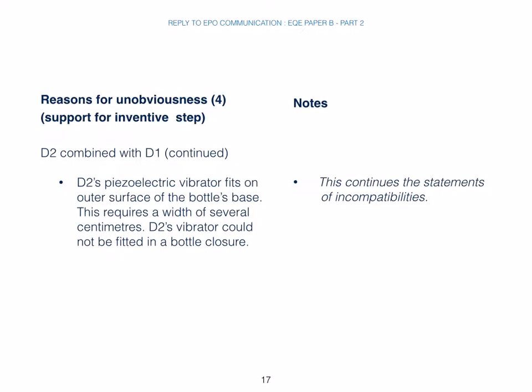D2's piezoelectric vibrator fits on the outer surface of the bottle base. This requires a width of several centimeters. D2's vibrator could not be fitted in a bottle closure. So this continues the statement of incompatibilities. And next we will consider a theoretical combination.